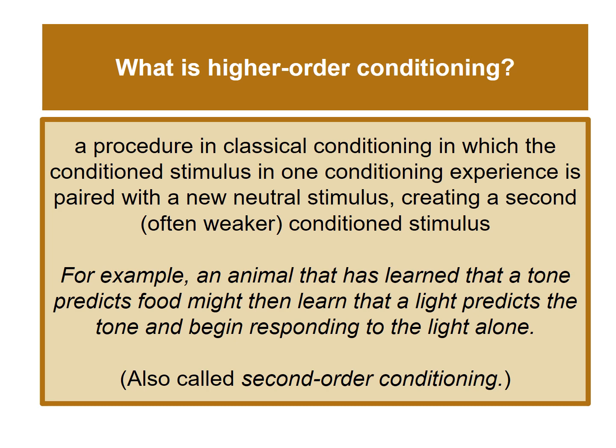What is higher order conditioning? So a procedure in classical conditioning in which the conditioned stimulus in one conditioning experience is paired with a new neutral stimulus, creating a second, often weaker conditioned stimulus. For example, an animal that has learned that a tone predicts food might then learn that a light predicts the tone and begin responding to the light alone. That's also called second order conditioning, which is pretty cool.